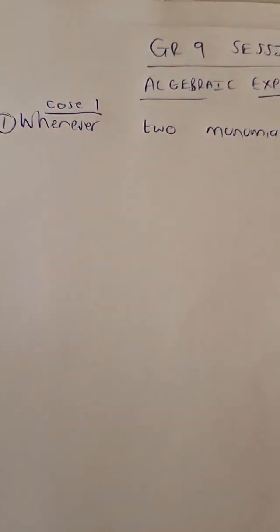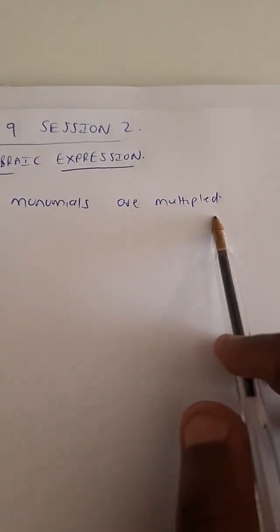Whenever two monomials are multiplied. Okay, let's look at case scenario number 1. So I'm going to say case 1. Whenever two monomials are multiplied. So here is a monomial.